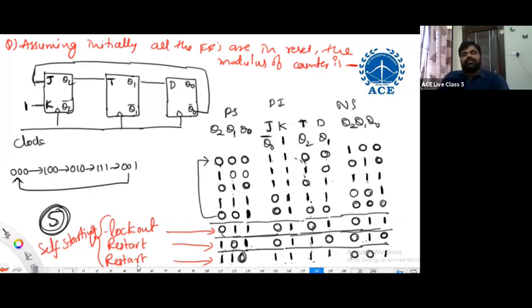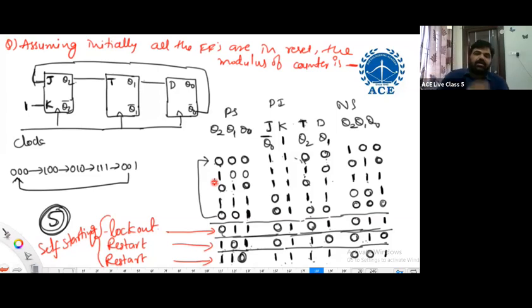Yes. If it is going through used states, there is no problem. But unknowingly, if the counter enters an unused state, and that unused state results again in an unused state, and from there again goes through unused states only, that is called lockout. If the counter is going through unused states only, that is named a lockout.